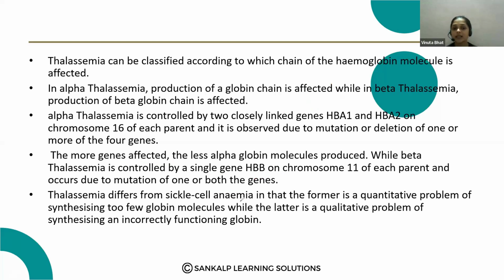Thalassemia differs from sickle cell anemia in that the former is a quantitative problem of synthesizing too few globin molecules, while the latter is a qualitative problem of synthesizing an incorrectly functioning globin. So both are related to the production of protein in the blood, which are blood related diseases. So here you have to explain what thalassemia is, how it is caused, and what alpha thalassemia and beta thalassemia are. That is very important.